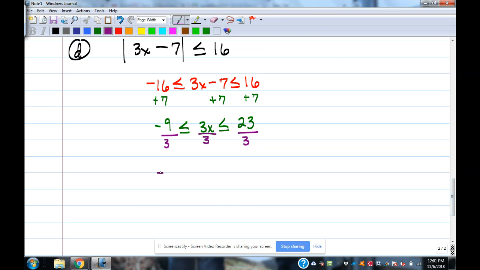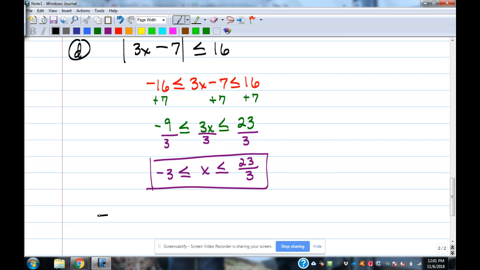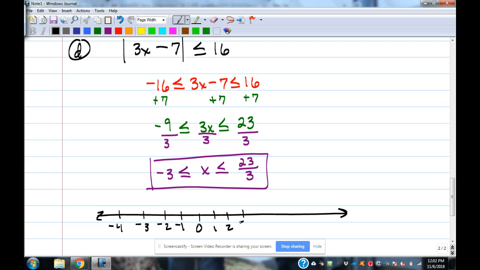So negative 9 divided by 3 is negative 3, so negative 3 is less than or equal to x is less than or equal to 23 over 3. 23 and 3 don't have anything in common, so I'm just going to leave it as that fraction, 23 over 3. On my number line, above the negative 3, what should there be? Closed circle. And above the 20, where's 23 over 3?